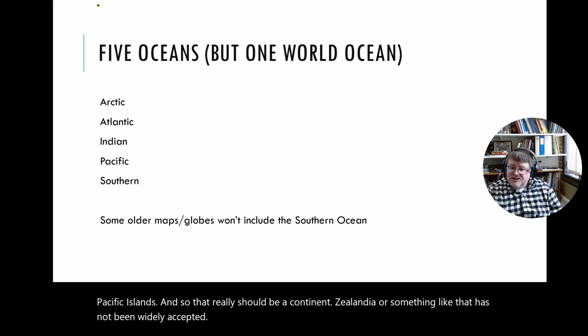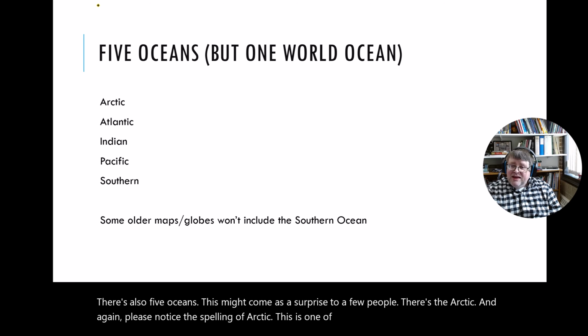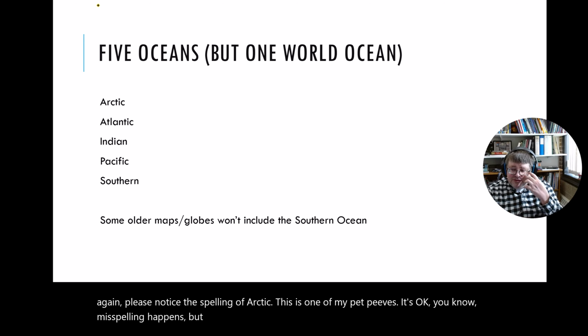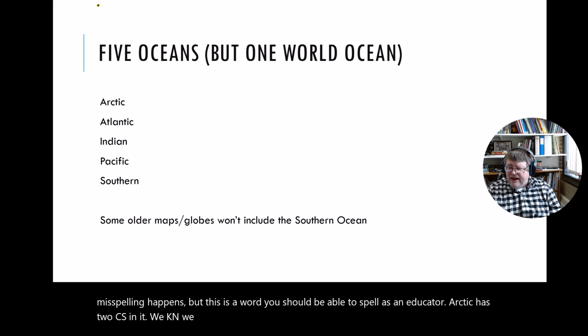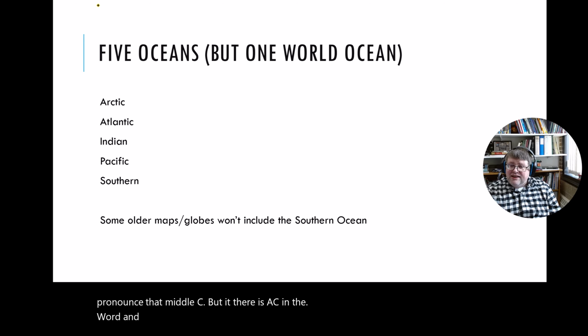There's also 5 oceans. This might come as a surprise to a few people. There's the Arctic. And again, please notice the spelling of Arctic. This is one of my pet peeves. It's okay if misspelling happens, but this is a word you should be able to spell as an educator. Arctic has 2 C's in it. We usually pronounce it Arctic. Like I usually say Arctic, and I don't pronounce that middle C. There's probably reasons linguistically why most people don't pronounce that middle C, but there is a C in the word. And so it is Arctic, Arctic, not Artic.